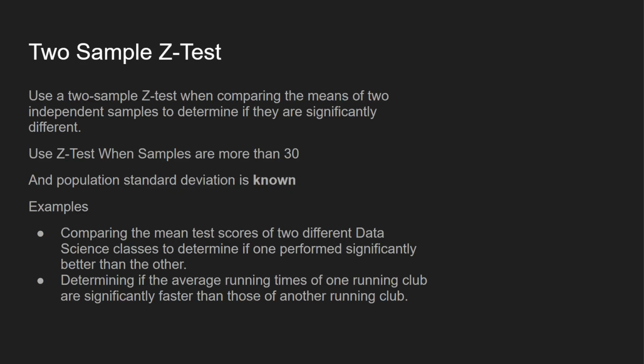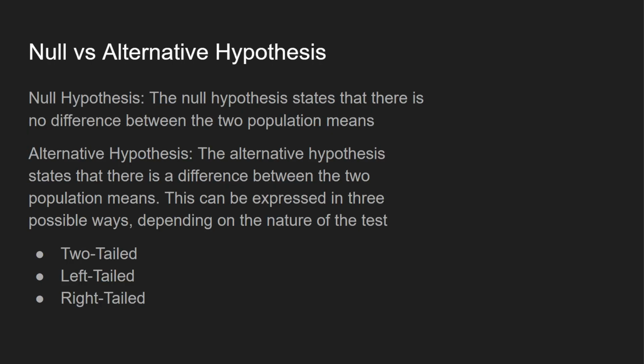Okay, so let's take a look at the two sample z-test. Now you want to use this two sample z-test when comparing the means of two independent samples to determine if they're significantly different. Use a z-test when the samples are more than 30 and the population standard deviation is known. So some examples: comparing the mean test scores of two different data science classes to determine if one performed significantly better than the other. Another one would be determining if average running times of one running club are significantly faster than those of another running club.